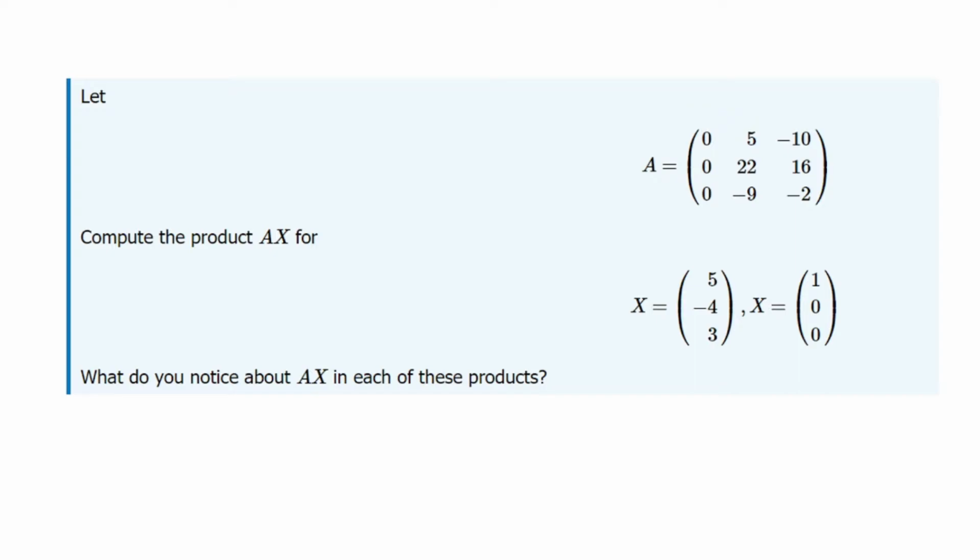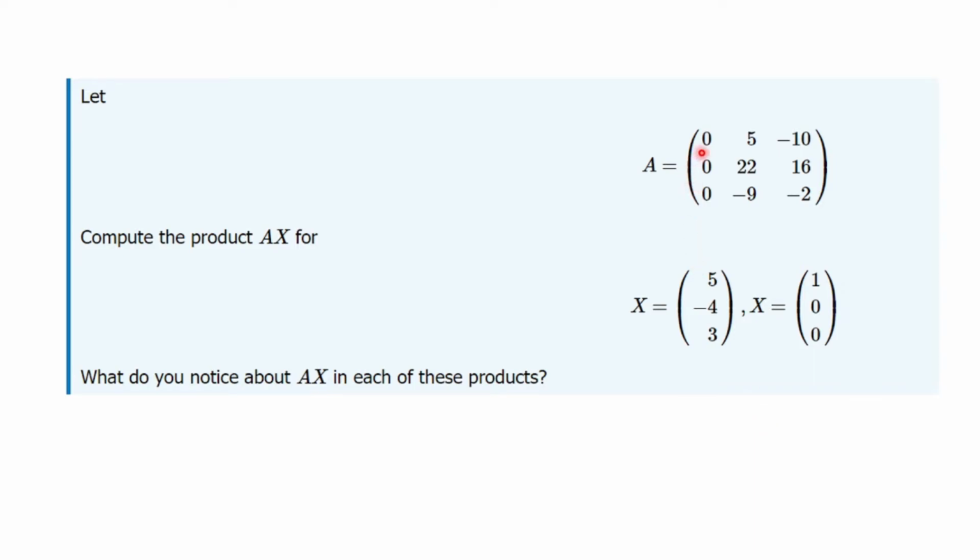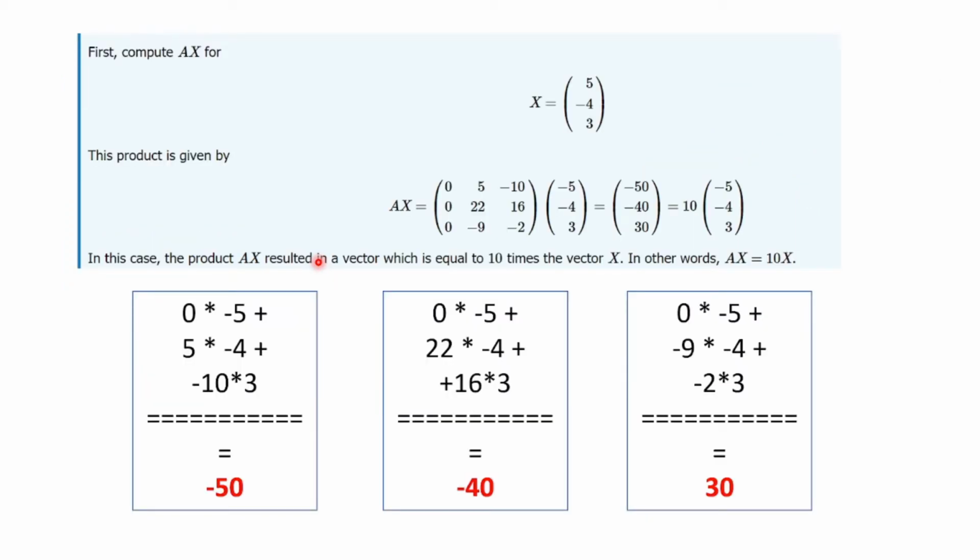So let us consider a matrix A equal to [0, 5, -10; 0, 22, 16; 0, -9, -2]. Compute the product Ax for x equal to (5, -4, 3) and x equal to (1, 0, 0). What do you notice about Ax in each of these products?